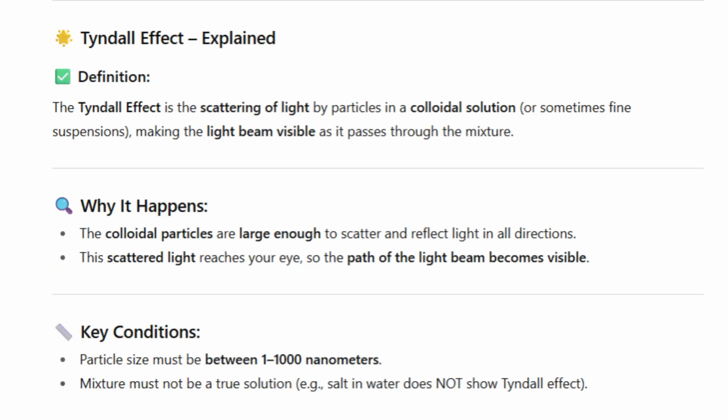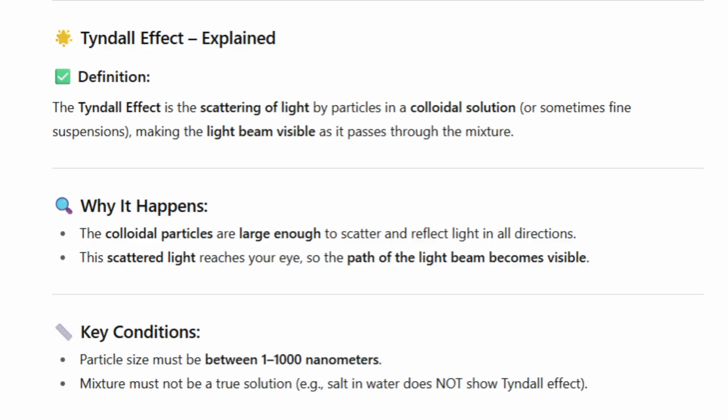Tyndall effect, explained. Definition: The Tyndall effect is the scattering of light by particles in a colloidal solution, or sometimes fine suspensions, making the light beam visible as it passes through the mixture. Why it happens: The colloidal particles are large enough to scatter and reflect light in all directions. This scattered light reaches your eye, so the path of the light beam becomes visible.